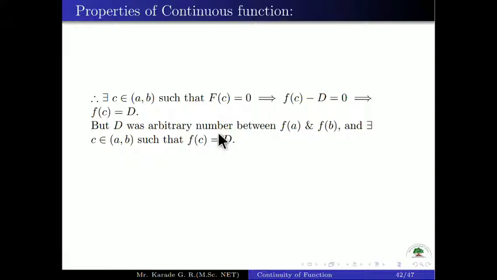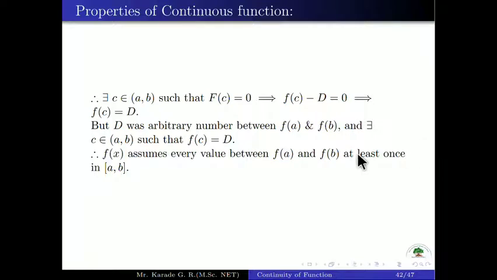But d was an arbitrary number between f(a) and f(b), and there exists a c in the open interval (a, b) such that f(c) = d. Therefore, f(x) assumes every value between f(a) and f(b) at least once in the closed interval [a, b].